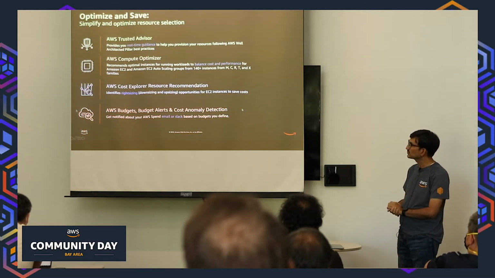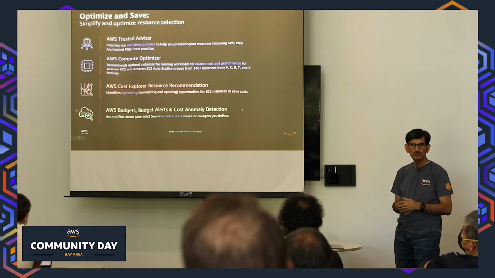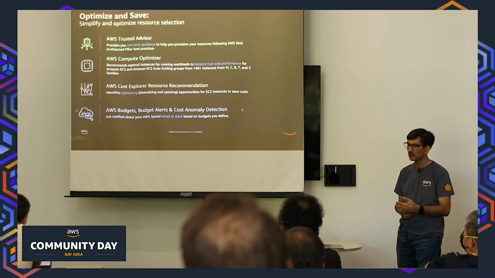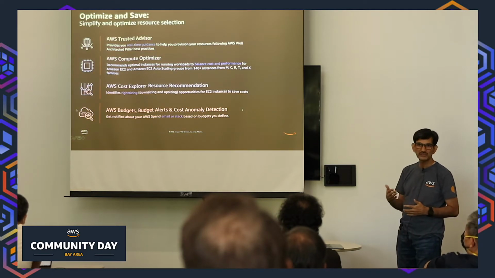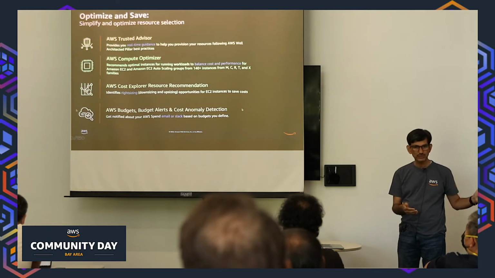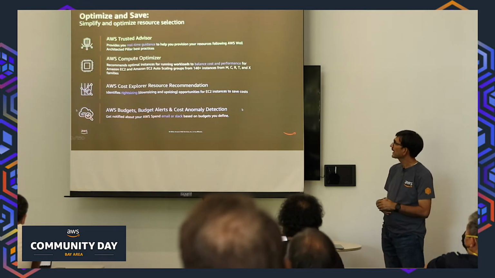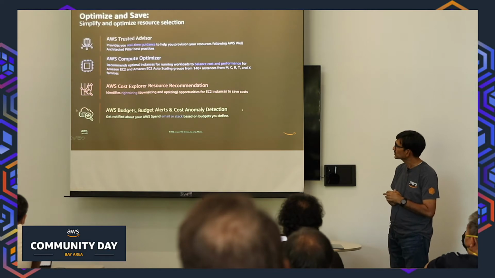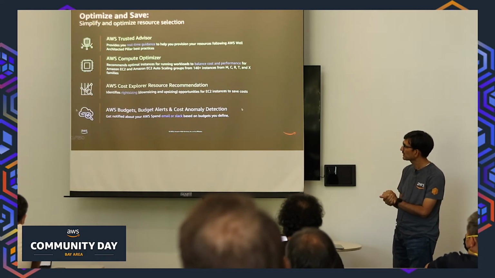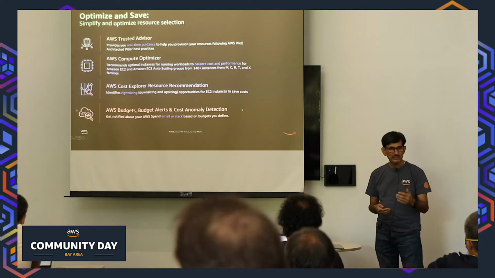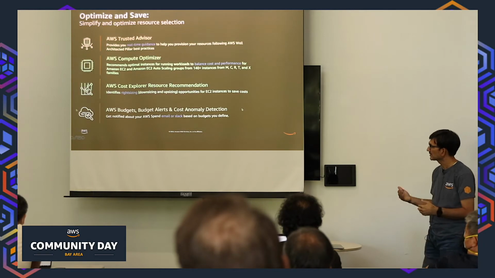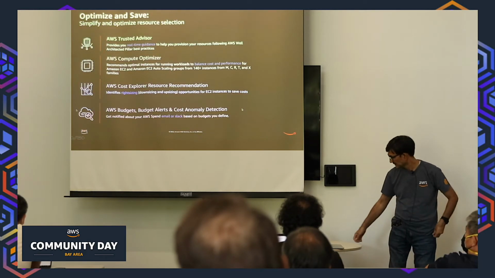Compute Optimizer also is another tool that you should be using for the compute layer, particularly compute and EBS volumes, to give you the best recommendations that match your workload and the statistics of your usage. And again, Cost Explorer resource recommendations. There are different resource recommendations you can find from Cost Explorer. And then budget alerts and cost anomaly detection is another tool we're going to talk about in another slide.